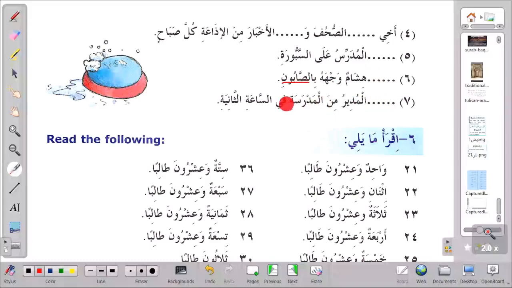Al-mudarrisu min al-madrasati fi as-sa'ati ath-thaniyati. You can say yakhruju al-mudarrisu: the teacher leaves from the school at two o'clock. If you remember, last time I told you that this is how we do the time. For example, as-sa'atu ath-thalithatu, three o'clock; as-sa'atu ar-rabi'atu, four o'clock; as-sa'atu al-khamisatu, five o'clock; as-sa'atu ath-thaminatu, eight o'clock. But this one, as-sa'atu ath-thaniyatu, two o'clock.